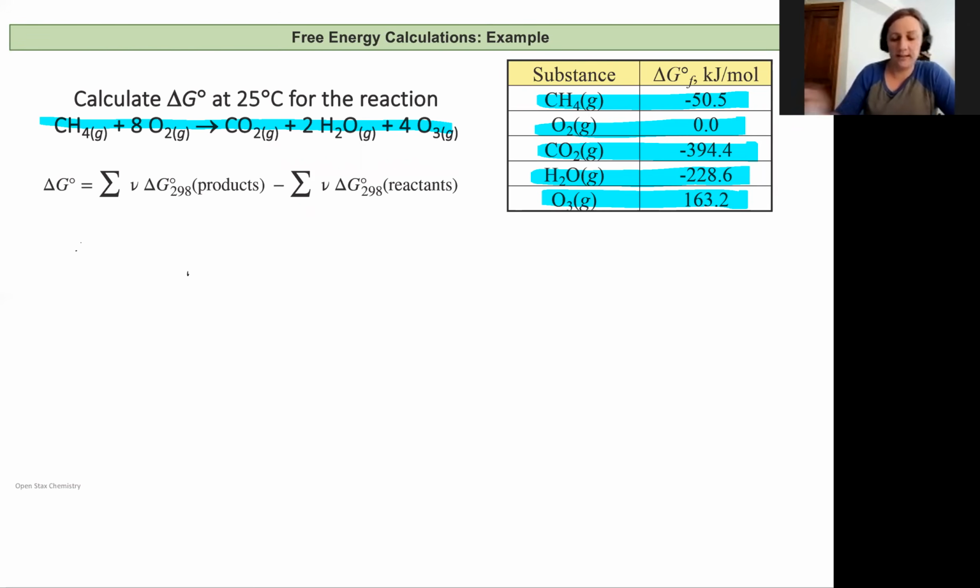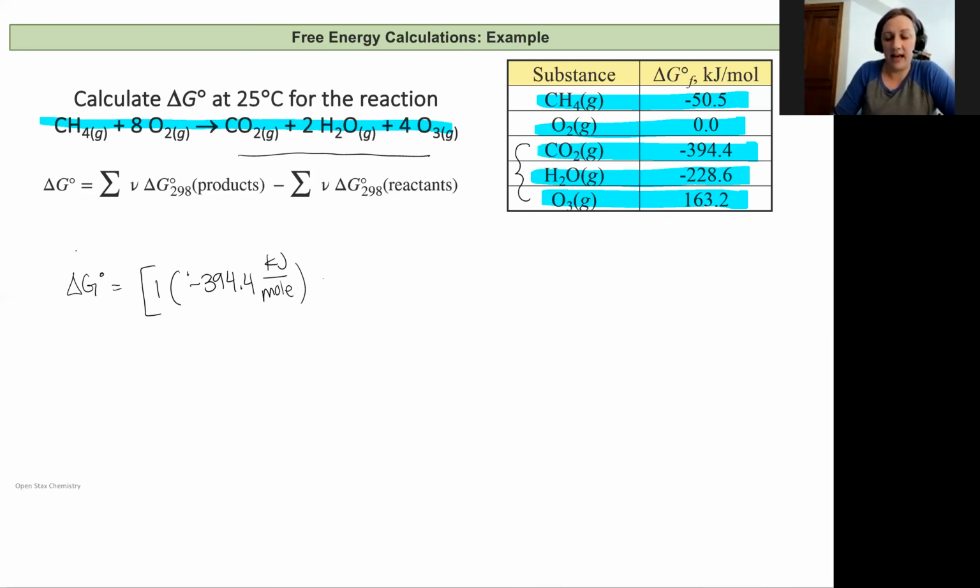Okay, so let's set this up. I have my Gibbs free energy. That's going to be equal to the sum of my products times their coefficients. So I'm starting with my products right here. I've got carbon dioxide, water, and ozone. Those correspond to these values right here. So my carbon dioxide, I only have one of those for my coefficient. So it's 1 times my value of negative 394.4 kilojoules per mole.